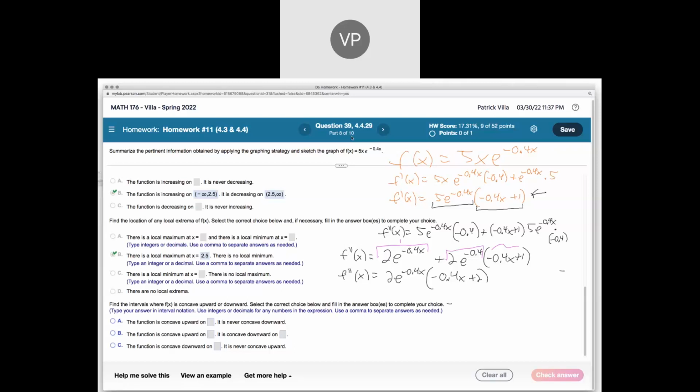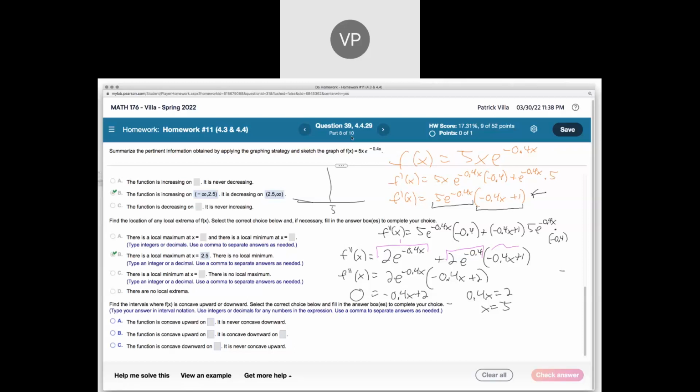So we now have to set this equal to 0. And all I'm really looking at is this second piece, because when I set the e to the negative 0.4x equal to 0, I'm going to get the same answer of nothing exists. So we get 0.4x equals 2. Looks like x equals 5. And now I have to check concavity around 5.